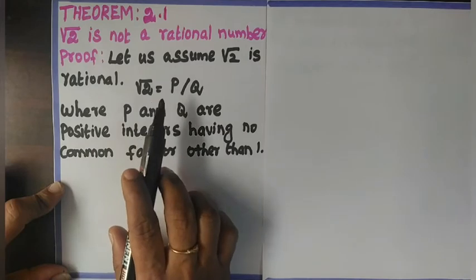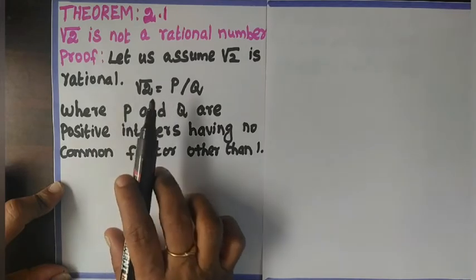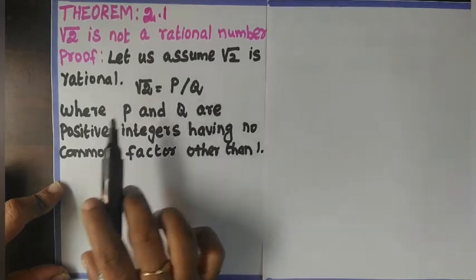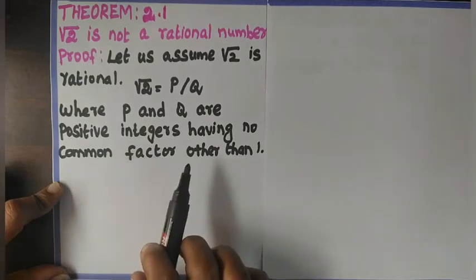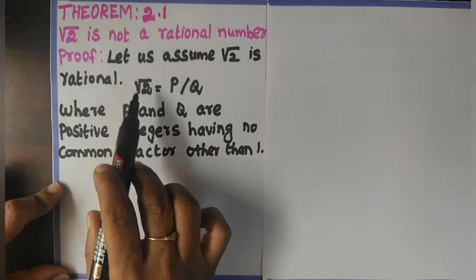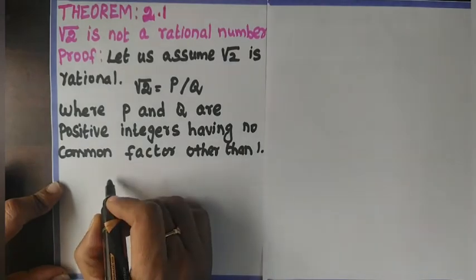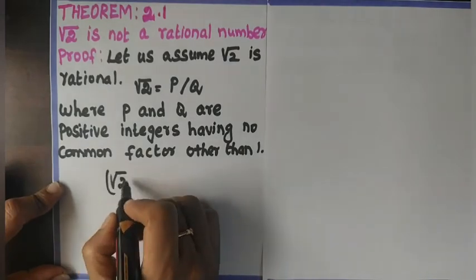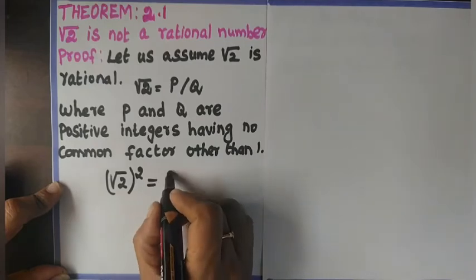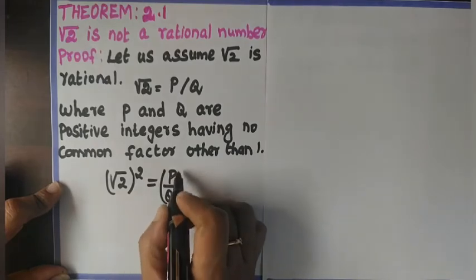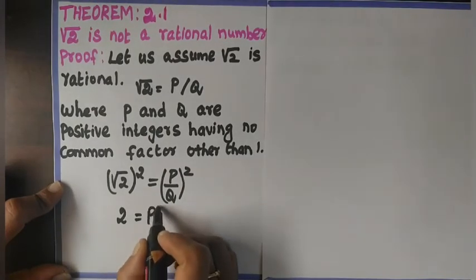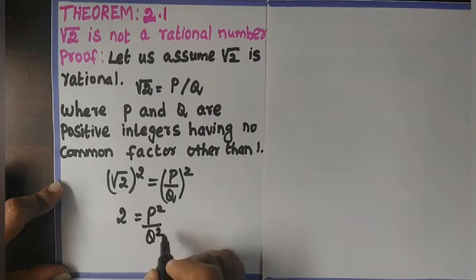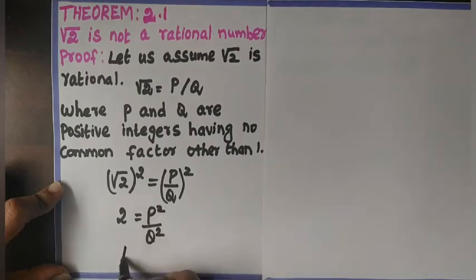Root 2 equals P by Q. Root 2 can be expressed in P by Q form, where P and Q are positive integers having no common factor other than 1. Now I am going to square both sides. Then we get root 2 the whole square equals P by Q the whole square. Root 2 the whole square is 2, equal to P square by Q square. Then we get P square equals 2Q square.